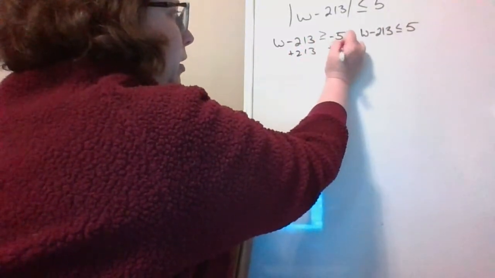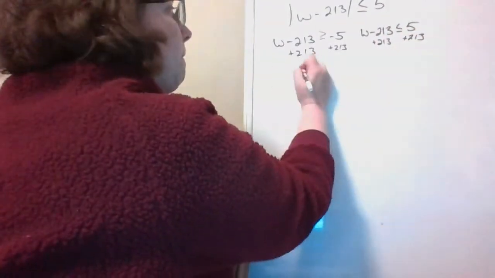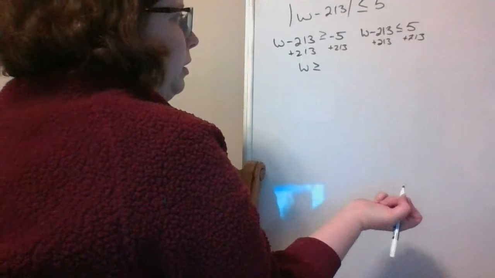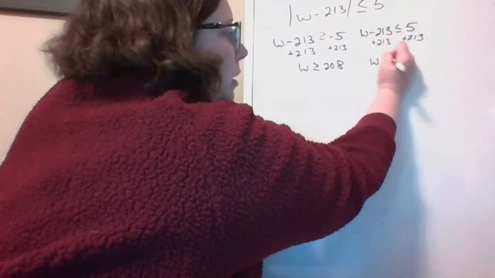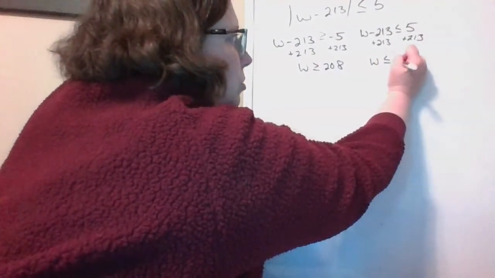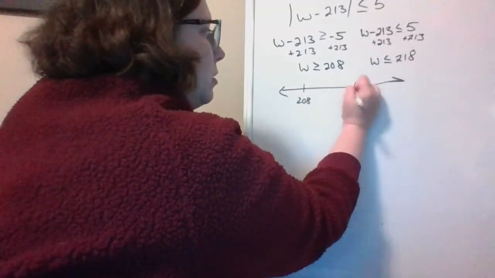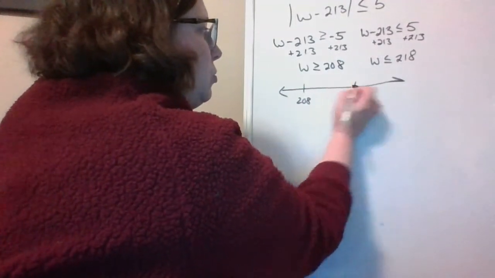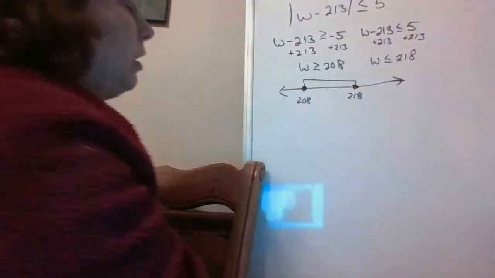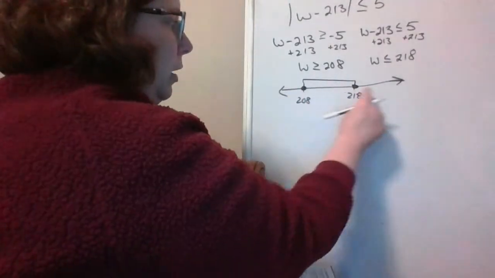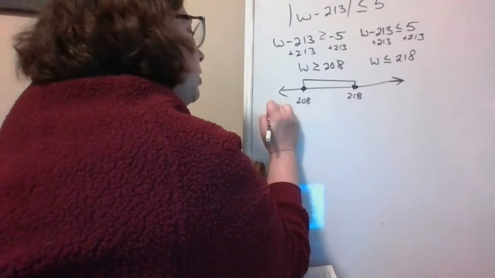And then everywhere we are adding 213. And we get W is greater than or equal to 208. And W is less than or equal to 218. So we can graph this. Closed circles because we have the or equals to, and that is what our graph looks like. When we check this again, we're going to have 3 checks, but this time 2 will not work and 1 will work.